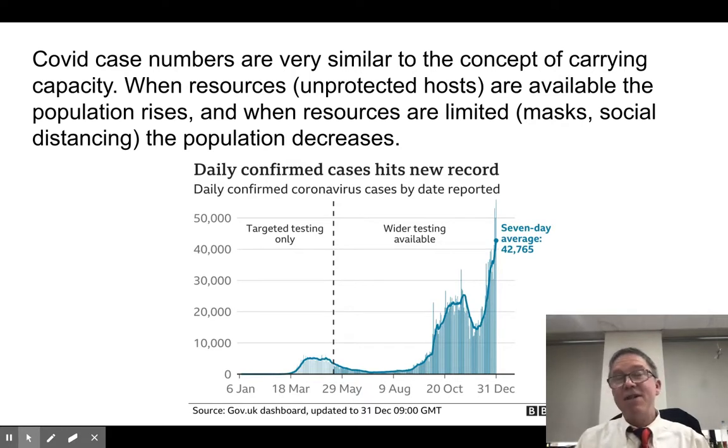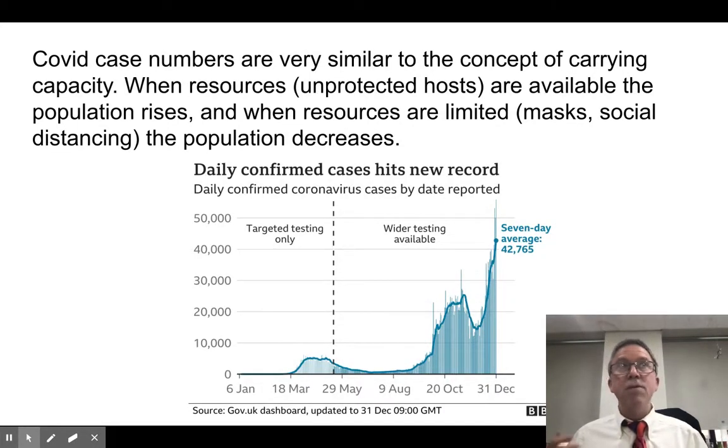Now, COVID is different because it's a virus, and viruses, which we'll talk about later in the year, are not really living things. In this case, it's just a little strand of RNA that tricks our body into reproducing it. But still, it acts a bit like that. It's not alive, so it doesn't eat, so that's not a resource. Basically, the resource that COVID needs is human hosts.